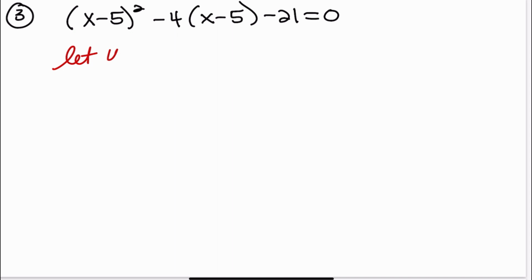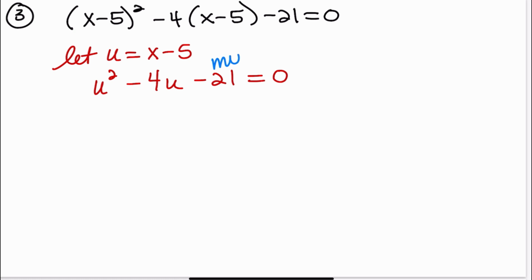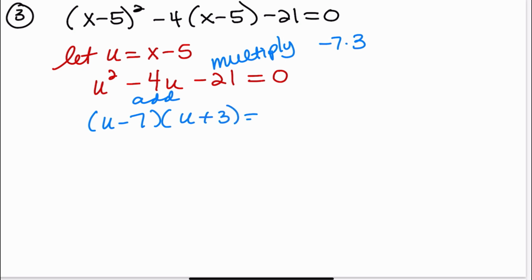So in this case, we're going to let u equal x minus 5. And that means that u squared minus 4u minus 21 is equal to 0. I can once again solve this by factoring. What is going to multiply to give me negative 21 that is going to add to give me negative 4? It's going to have to be positive 3 times negative 7. Negative 7 times positive 3 is going to add to give me negative 4 and multiply to give me negative 21. So I get (u minus 7)(u plus 3) is equal to 0.